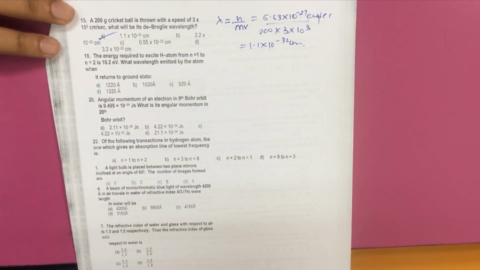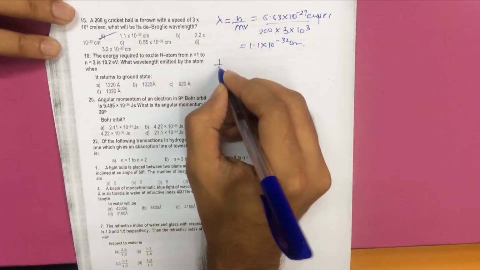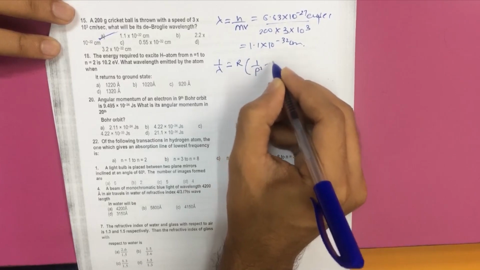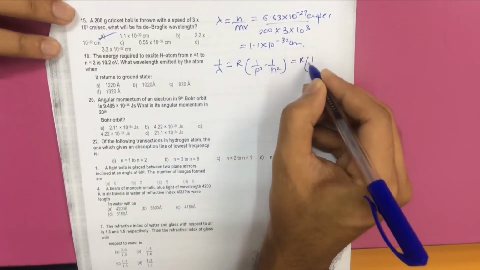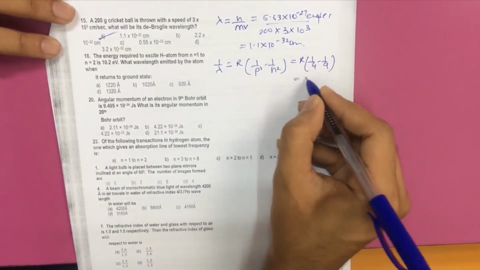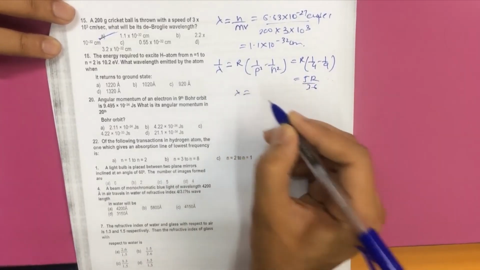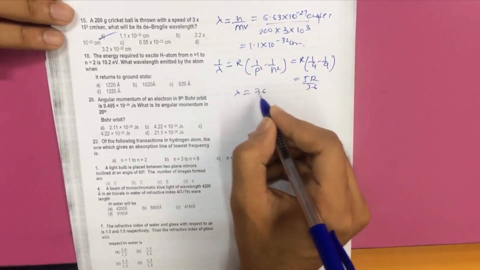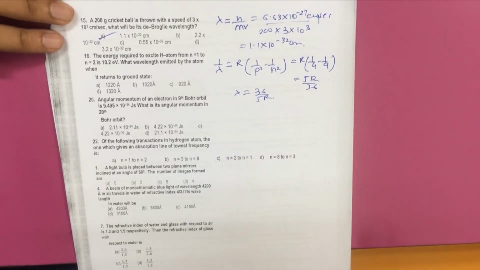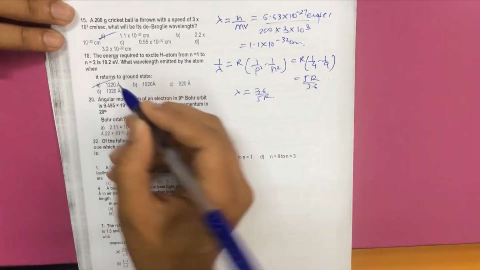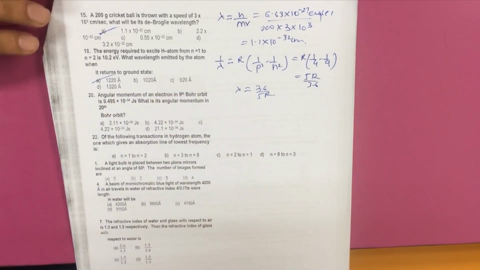Next question. The energy required to excite a hydrogen atom from n equals 1 to n equals 2 is 10.2 eV. What wavelength is emitted by the atom when it returns to the ground state? So 1 by lambda equals R(1 by p square minus 1 by n square), which is equal to R(1 by 4 minus 1 by 9), which is 5R by 36. So your lambda is 36 by 5R. Substitute the value of R, you will get the value of lambda. So option A would be the correct answer.